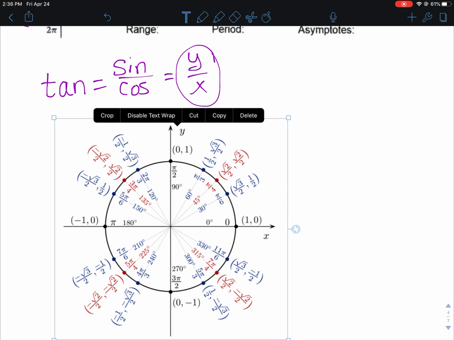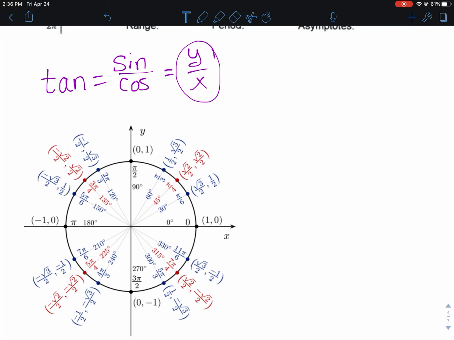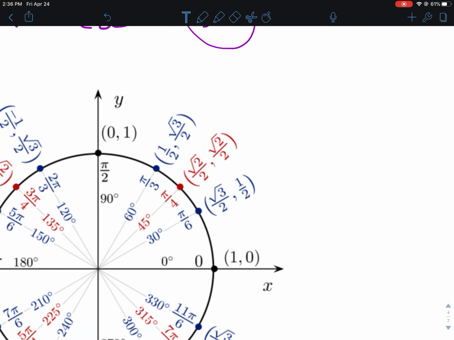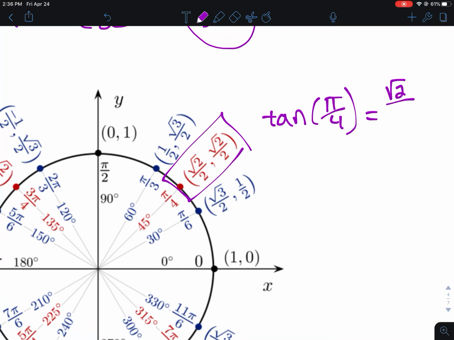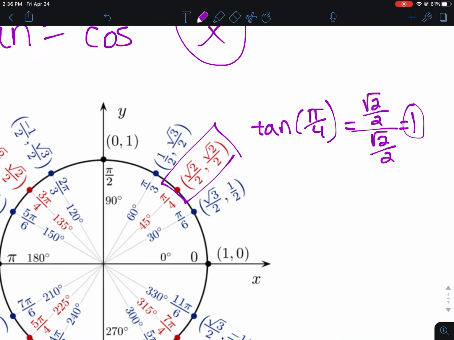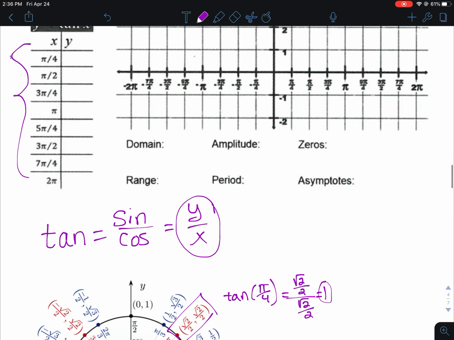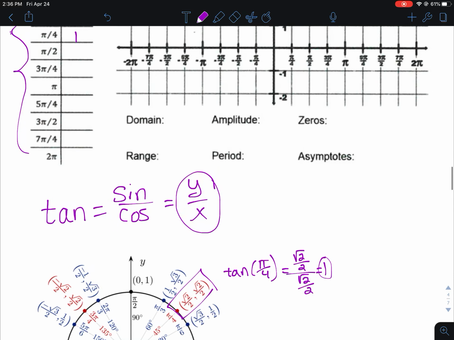Okay, so the first thing we're going to do is find the tangent of pi over 4. So hopefully you've memorized your unit circle at this point, right? So when we look there, the tangent is going to be y over x. So square root of 2 over 2 divided by the square root of 2 over 2. When we divide something by itself, it's just equal to 1. Right? So tangent of pi over 4 is 1. Then we get to pi over 2. Y over x would be 1 over 0, which means it's going to be undefined.